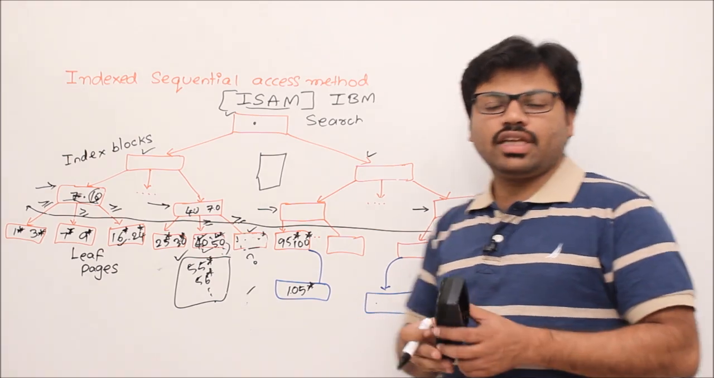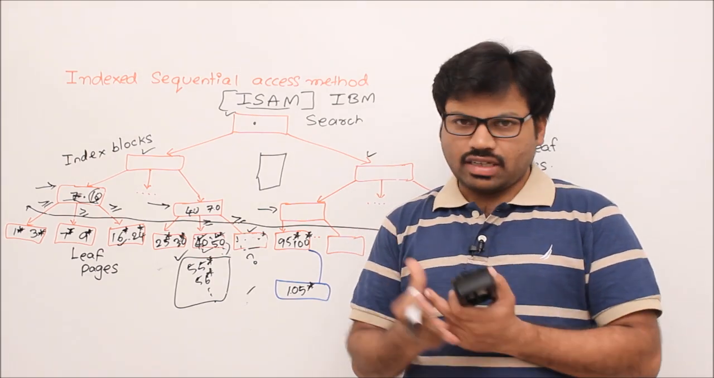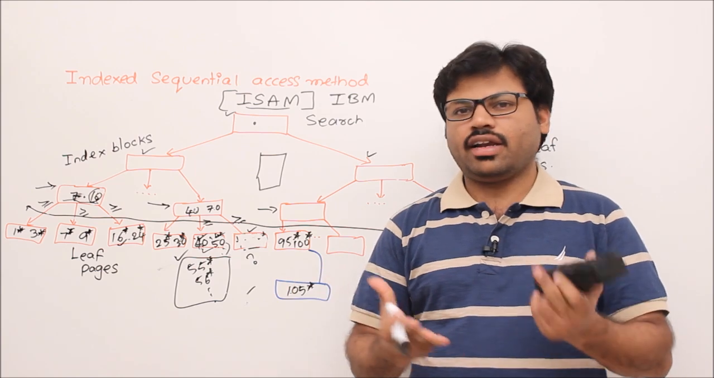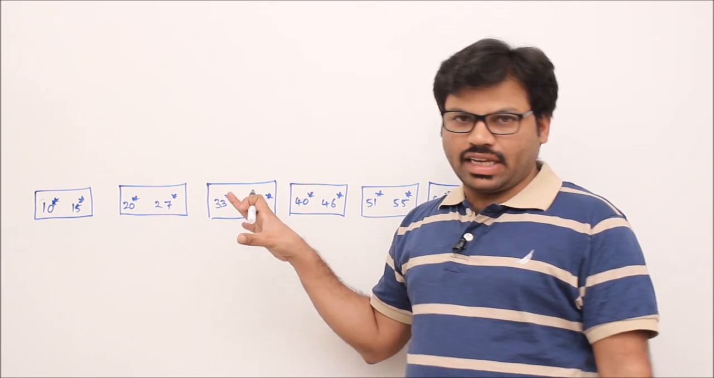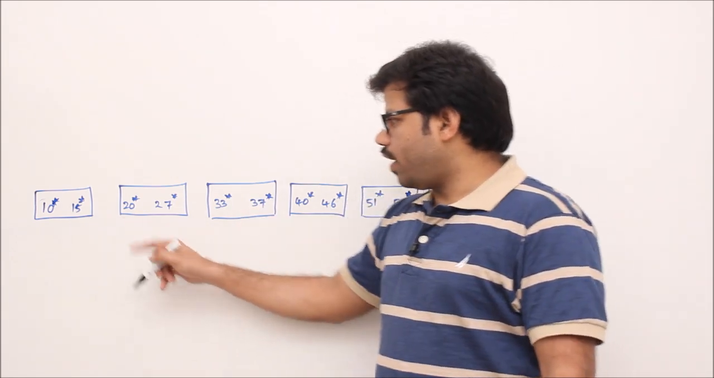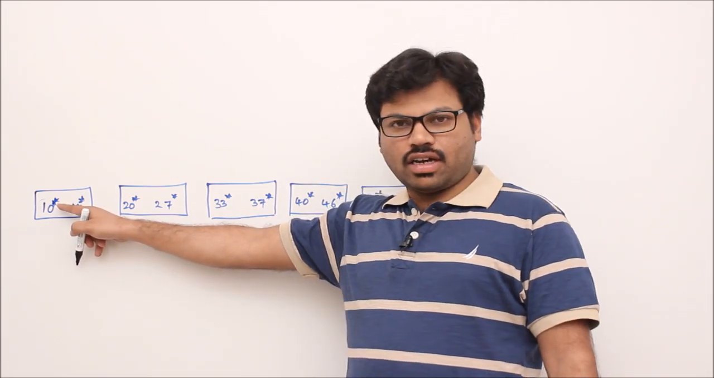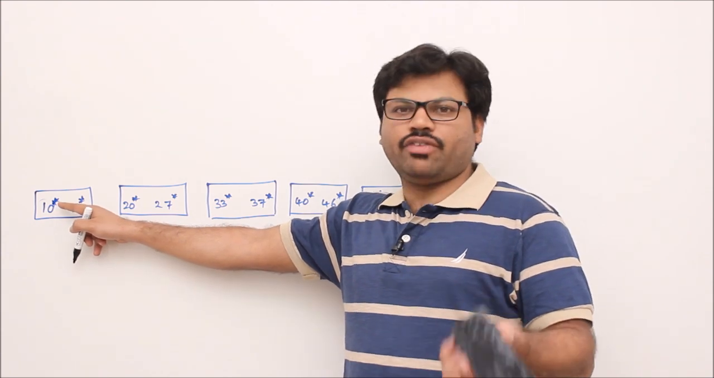Understand? Now we'll see one example, where I take some data and try to create such a tree. Now we'll see how this ISAM tree will be created. So this is your original file. I hope you understand what star is. Star means the remaining information about every record.